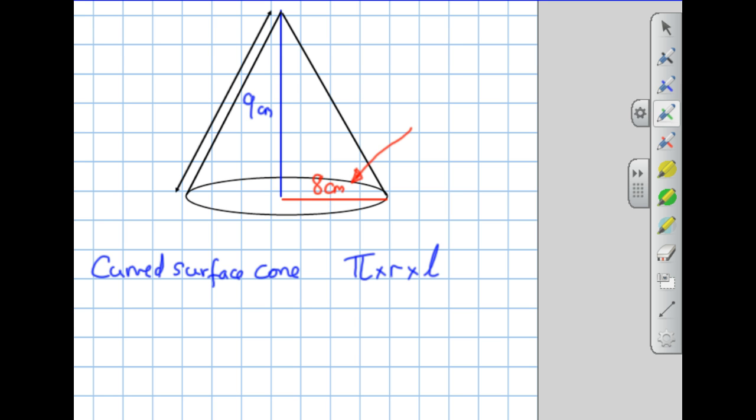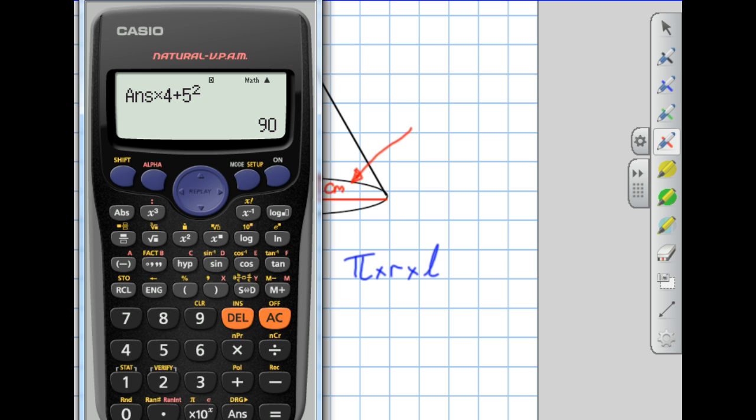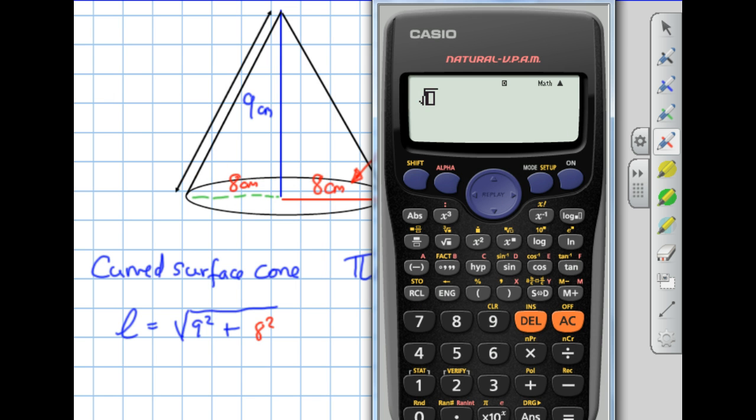Well, again, I use Pythagoras. Here we go. There's a symmetry about it that suggests that this length here must also be 8 centimeters. So if I use Pythagoras, L, the slanting height, is going to be the square root of 9 squared plus 8 squared. And I'll probably leave that in surd form. Let's just work that out. Square root of 9 squared plus 8 squared is equal to the square root of 145.